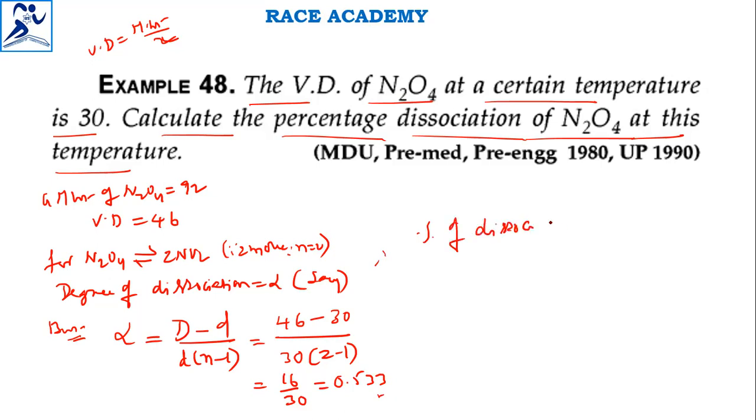What is the percentage of dissociation? That is equal to 0.533 into 100. That means it will be 53.3. 53.3. That is the next question.